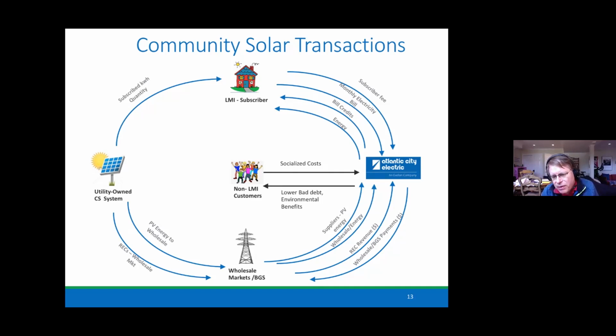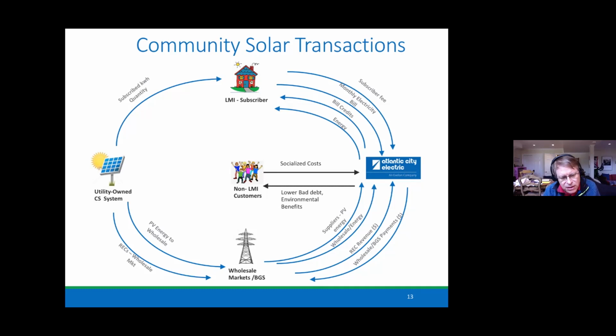And then we have an interface with the wholesale marketplace where suppliers get a portion of the energy that's assigned from the community solar facility. And then we get a wholesale energy value to that energy export. Again, the suppliers are receiving that benefit. And then the developer receives the REC revenues that are available, the renewable energy credits. And then the developer also has to pay in for any wholesale market energy needs that are required.